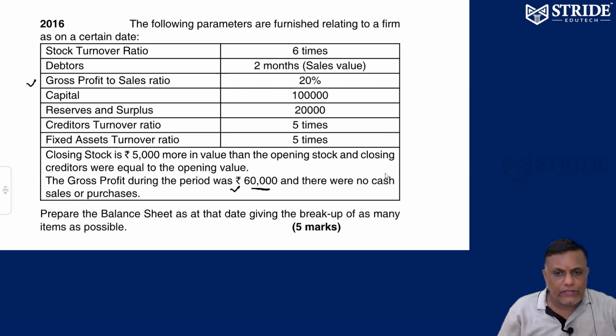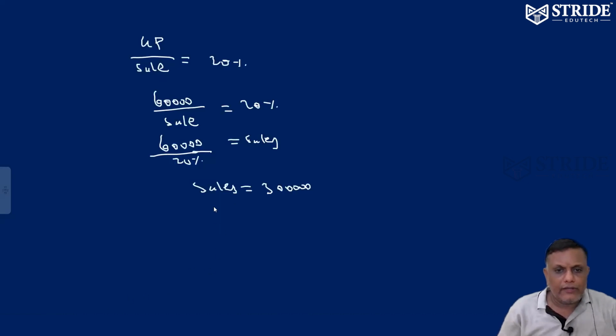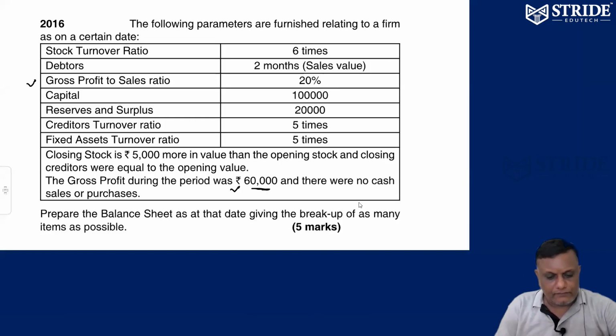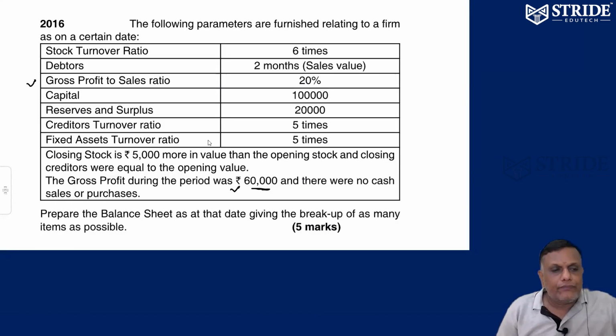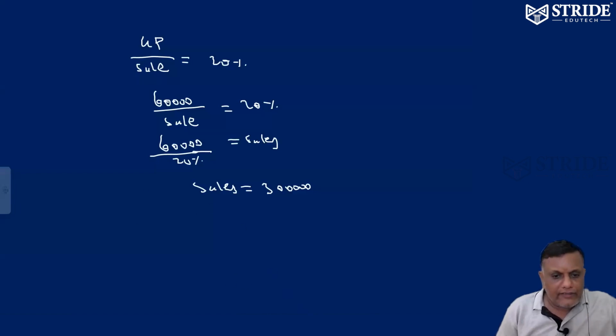No cash sales. Therefore, purely credit sales only. Now, sales is going to be 3 lakhs, right? That is purely credit sale, because there is no cash sales.